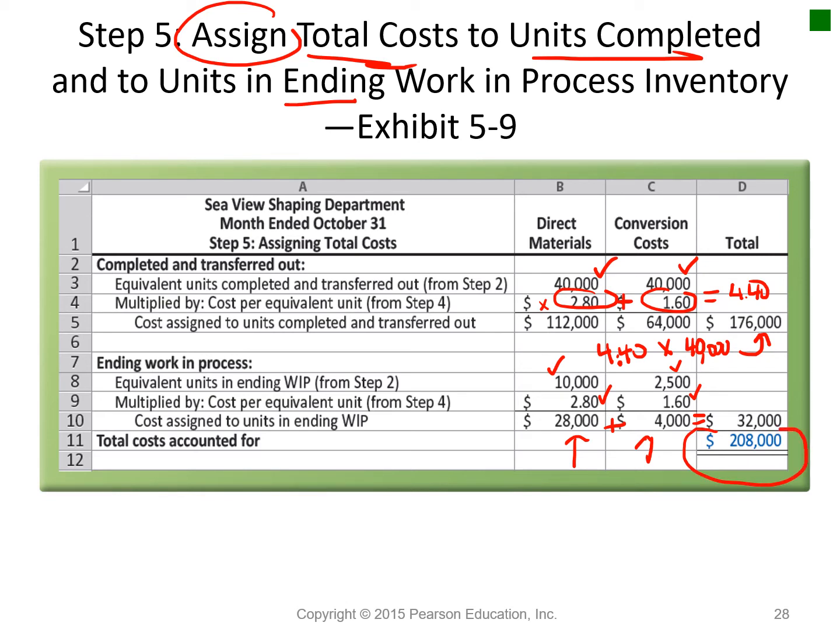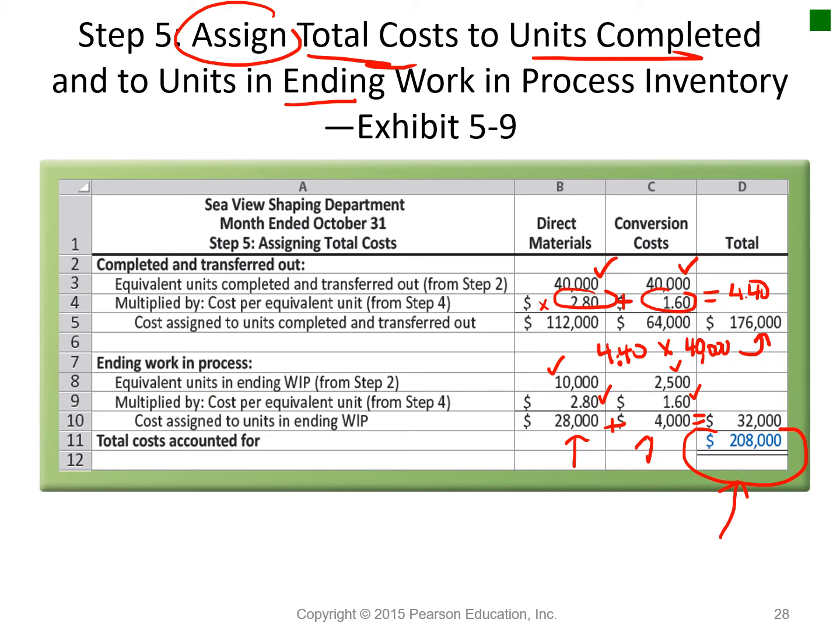So to go backwards, if our total cost to account for was 208,000, we just determined that of that, 176,000 goes to the next department, and you're still working on 32,000 because that is what is left in ending work in process.